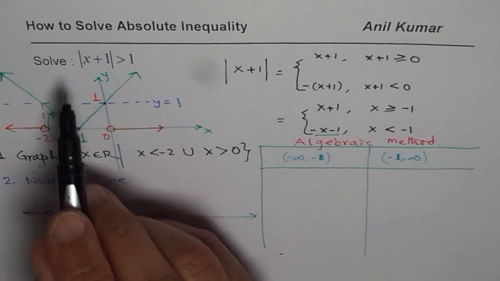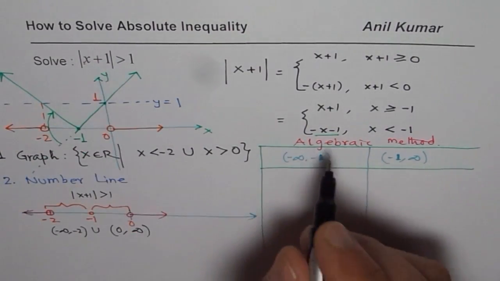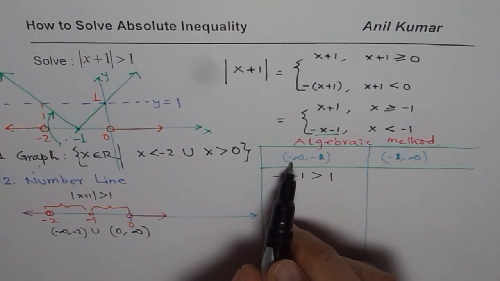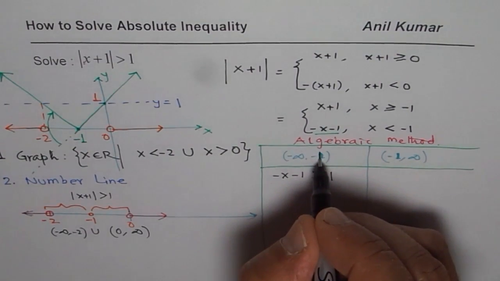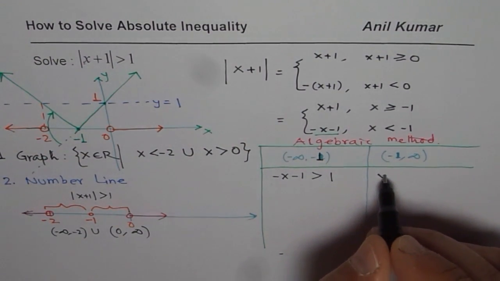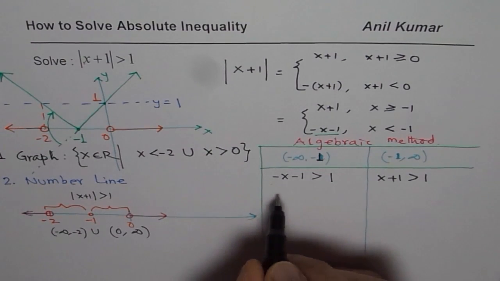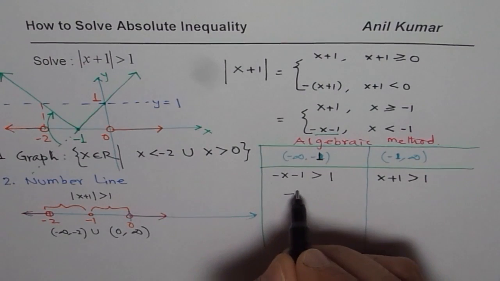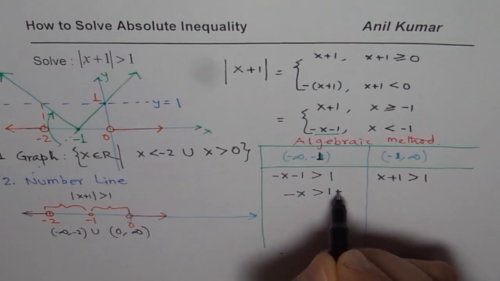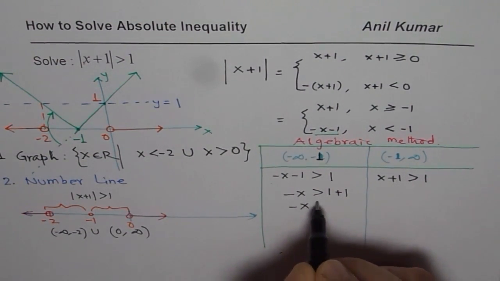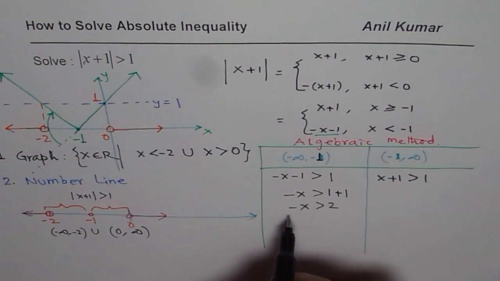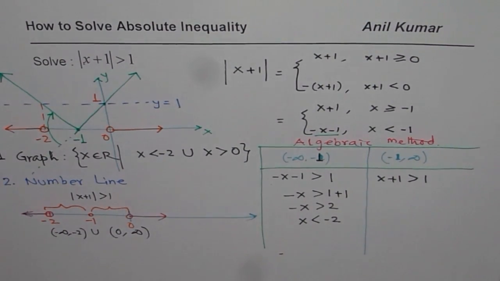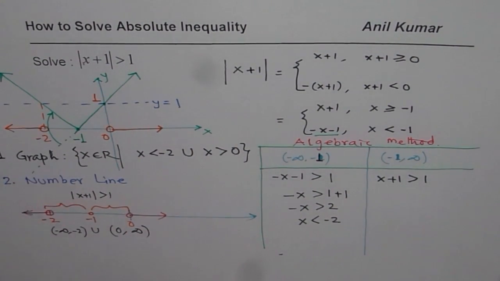So now absolute x plus 1 greater than 1 can be written as minus x minus 1 greater than 1 in the interval on the left side of minus 1, correct? And on the right side, it will be written as x plus 1 greater than 1. Solving these two inequalities, we get our solution. Here we get minus x is greater than 1 plus 1. Minus x is greater than 2. Now this is minus. When you multiply by negative, the sign also changes, right? So we get x is less than minus 2.